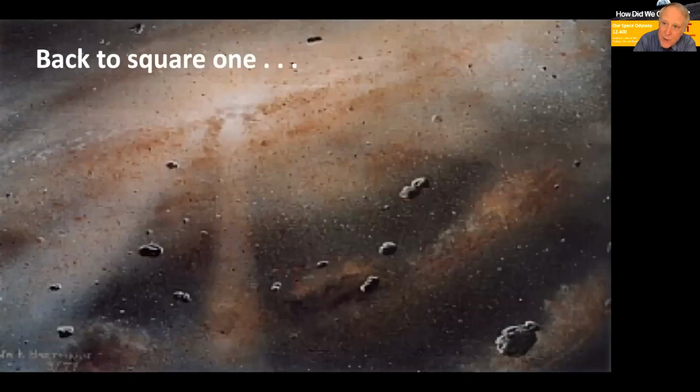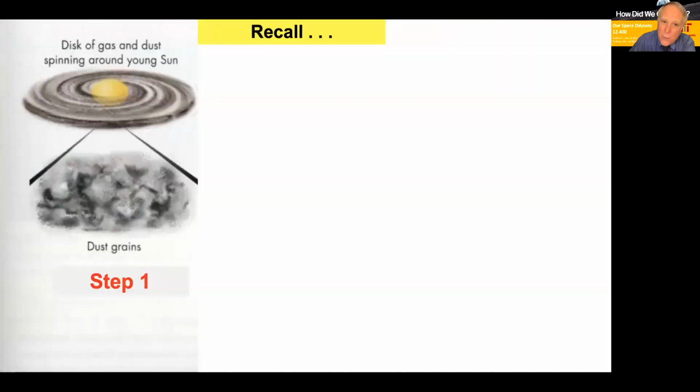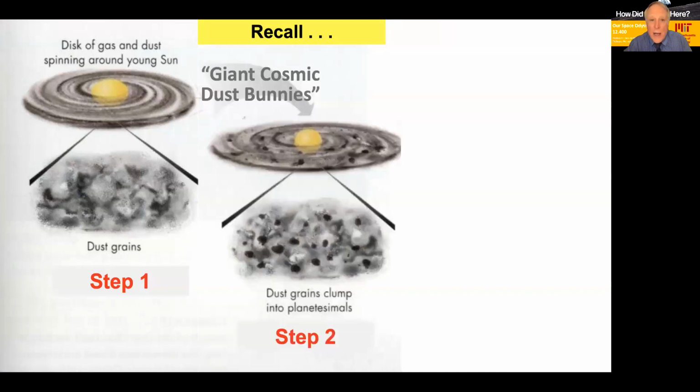And that bit of thinking was really to go back to square one, to go back to the beginning and think about this disk of gas and dust and early planetesimals forming in the beginning of our solar system. And could we make sense of the new data from the Apollo program? So we're going to recall that our solar system began with this disk of gas and dust collapsing in our region of the galaxy. The dust grains beginning to coagulate, coming together, growing larger and larger like giant cosmic dust bunnies. Those dust grains clumping into planetesimals.